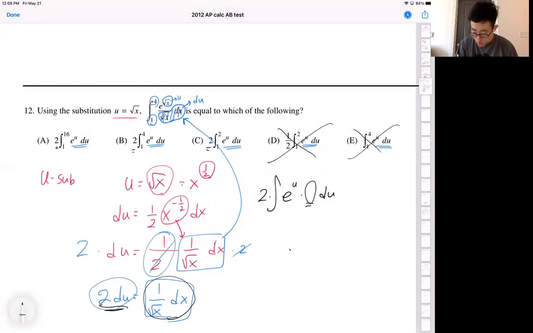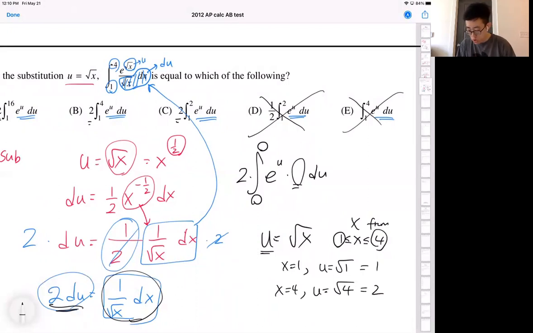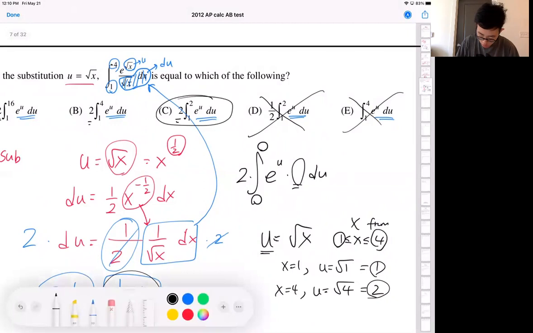All right, so what happens to the values? Well, these values to start and finish were values of x, 1 and 4, but now we want to get that in terms of u. Remember, u is equal to square root of x. The x was from 1 to 4. So what that means is you want to plug in your highest and lowest boundaries and get the highest and lowest boundary for u as well. So when x was 1, u is equal to square root of 1. When x equals 4, u is equal to square root of 4. Well, that would be 1 and this would be 2. So your boundaries for u are actually from 1 to 2. So that would mean the answer is C, because we want the boundaries to be from here to here.